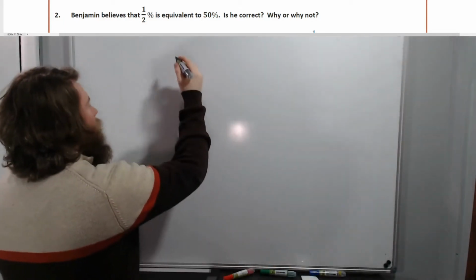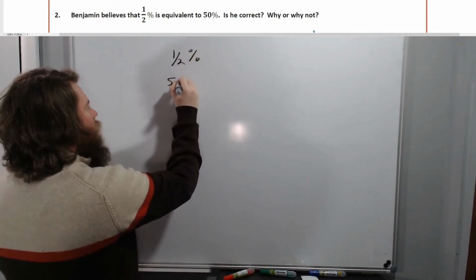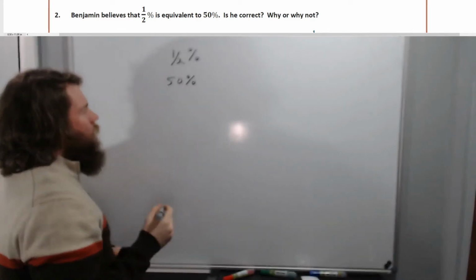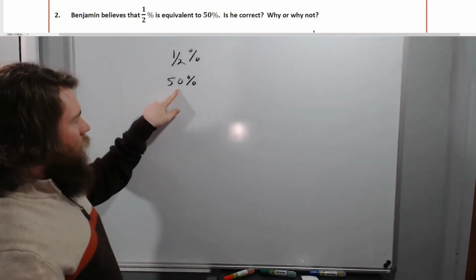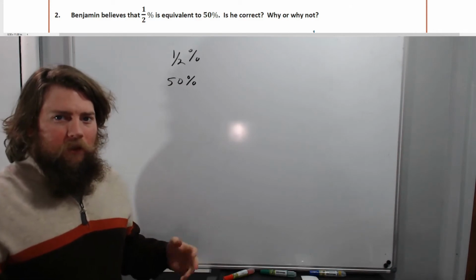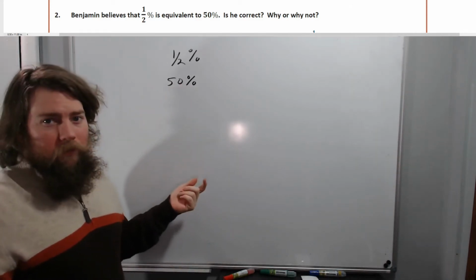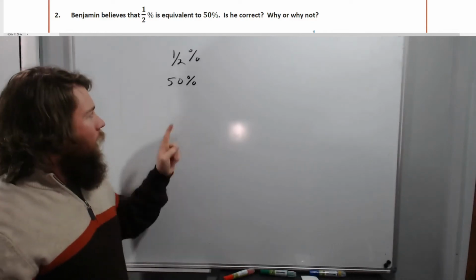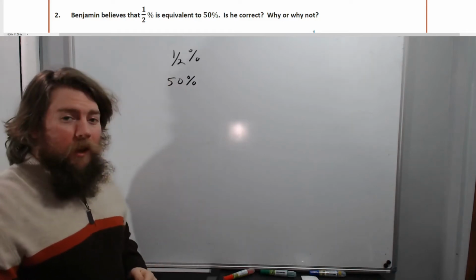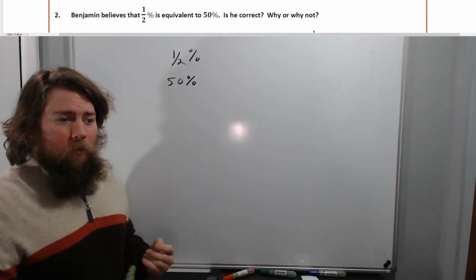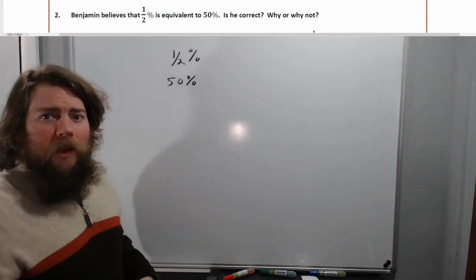Okay, so we have the following. We have 0.5% and we have 50%. Well, hopefully you guys can tell that right off the bat, 50 and 1/2 are sort of not the same thing, right? 50 is a whole number. 1/2 is a fraction. 50 is more than 1. 1/2 is less than 1. So I'm predicting that these things are not going to be the same thing. But let's go ahead and work through it and make sure.